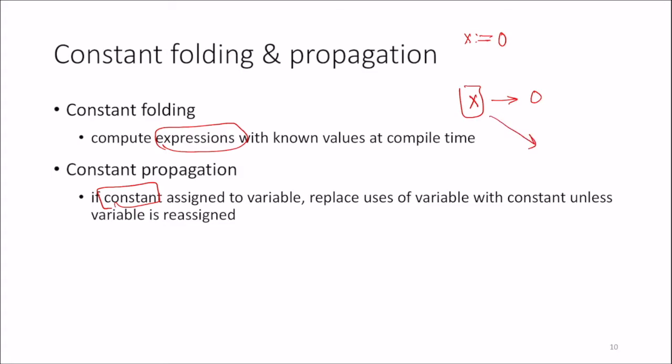So essentially, somewhere else, if I have y is equal to x, then x we know is replaced with a 0. We can replace y with a 0 as well. So that's what we mean by propagation, right? We take the values and we propagate them to other values.